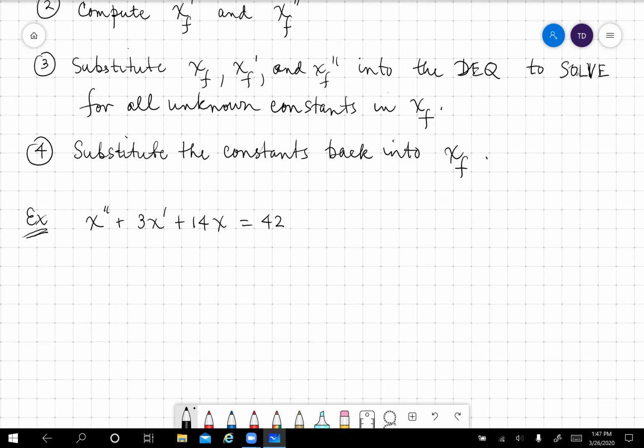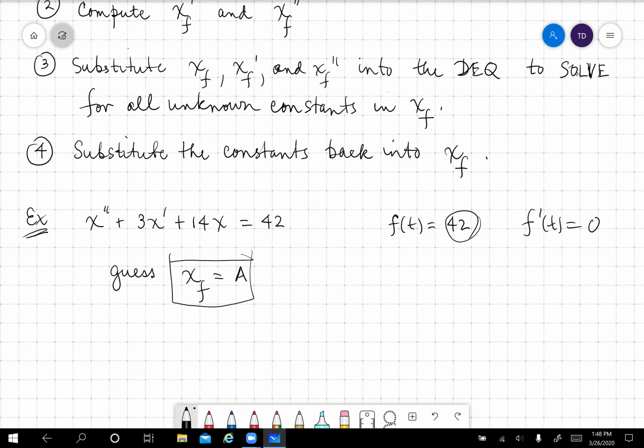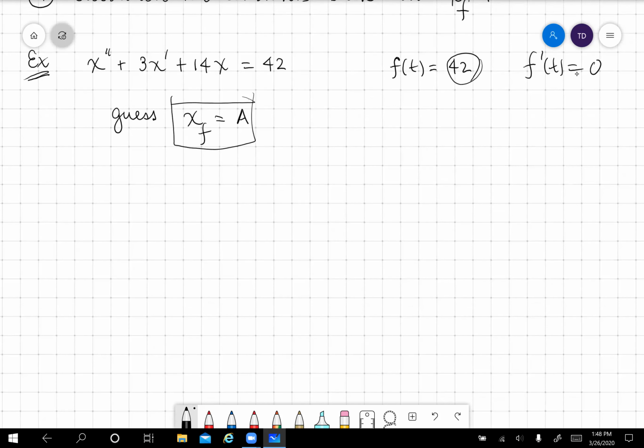So the form of x sub f. So the forcing function f of t is 42. It's a constant. So we are going to guess that x sub f is a constant. And what are all the unique derivatives of 42? Well, the derivative, f prime, is equal to 0. So nothing interesting. So this is our guess.